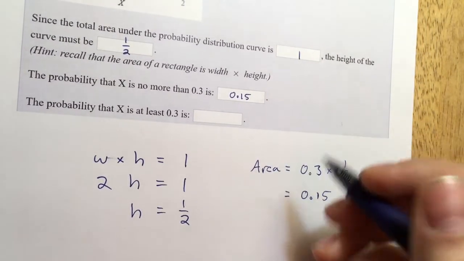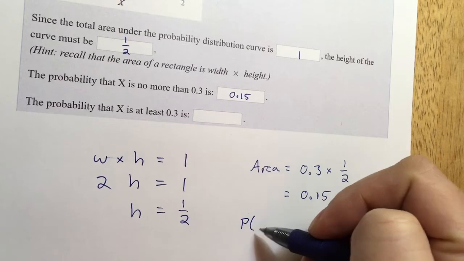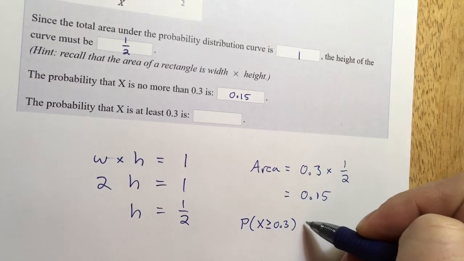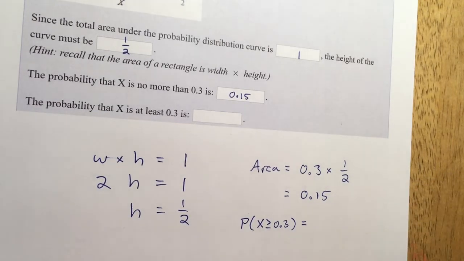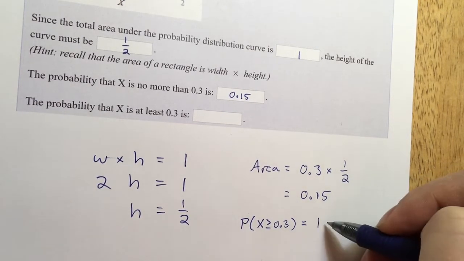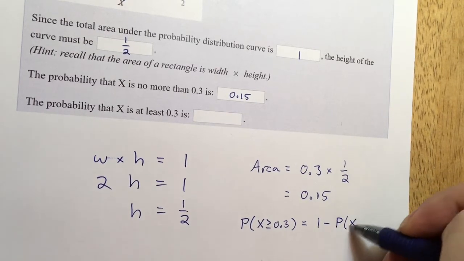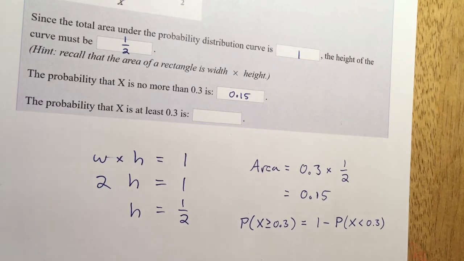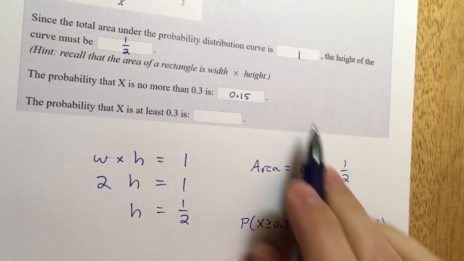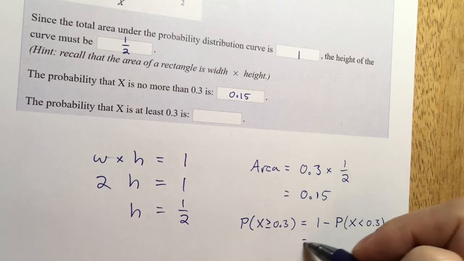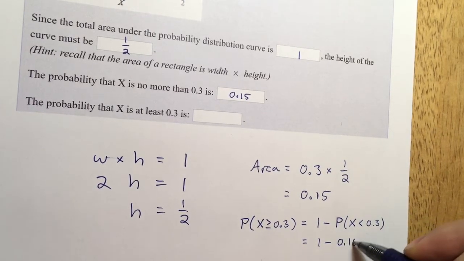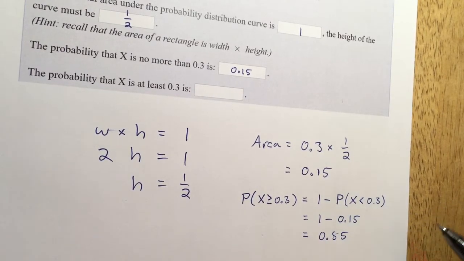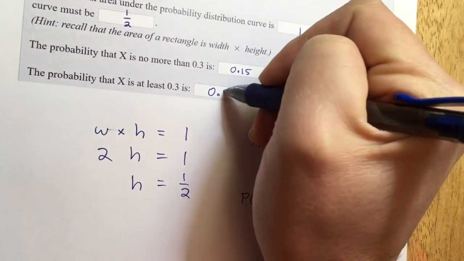And we know that the probability of x being at least 0.3 is 1 minus the probability of its complement. It's 1 minus the probability that x is less than 0.3. And we computed this before. That's what was 0.15. So this is 1 minus 0.15, so that is 0.85. So that's the answer here. 0.85.